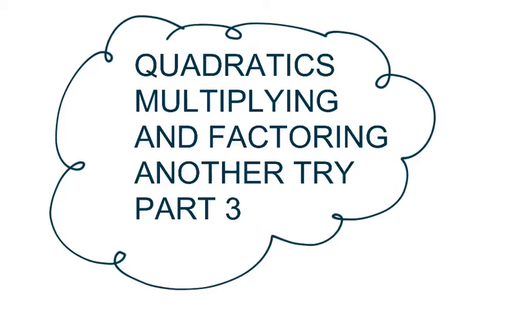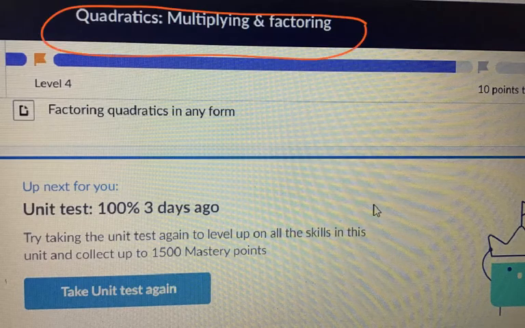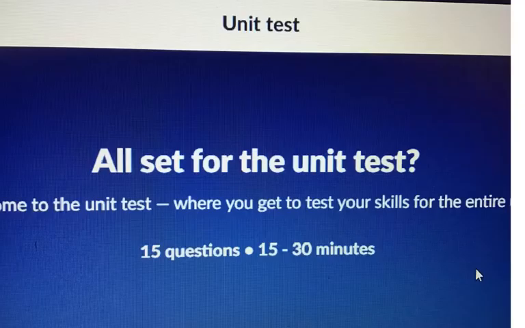All right, guys, so we finally come to part 3. What is part 3? It's the actual unit test. So after doing the 3 quizzes in this section, again, it was quadratics, multiplying and factoring, and I did not reassign this one because it already was assigned to you a week or so ago. And anyways, let's get started with the unit test.